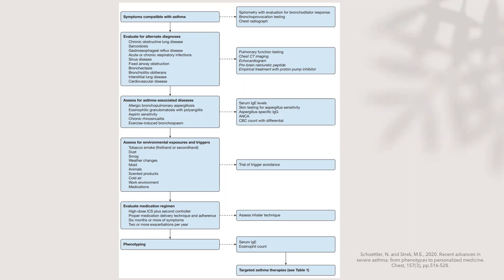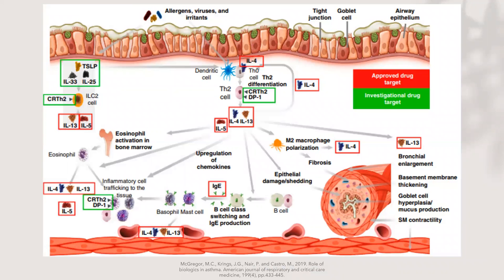So before we get into the biologic therapies, just very quickly again, reminding you, IL-4, IL-13, IL-5, those are your main targets for biologic therapies. And they obviously result in all of these different things, including mast cell degranulation, basement membrane thickening, goblet cell hyperplasia, eosinophil activation of the bone marrow, and so on.